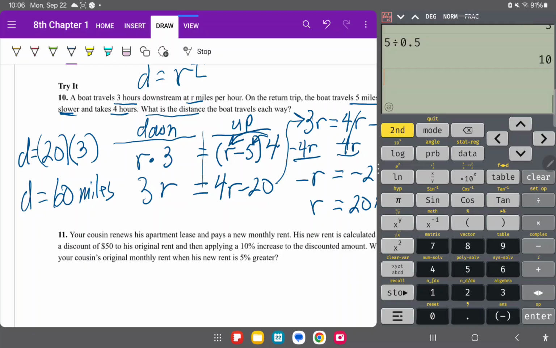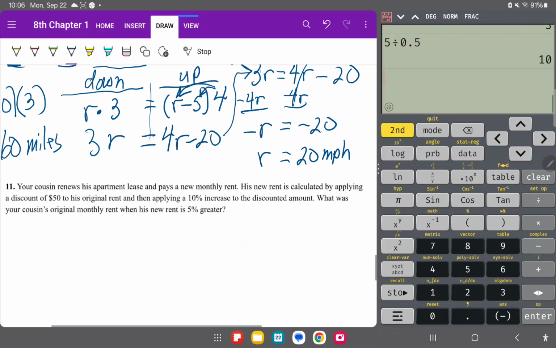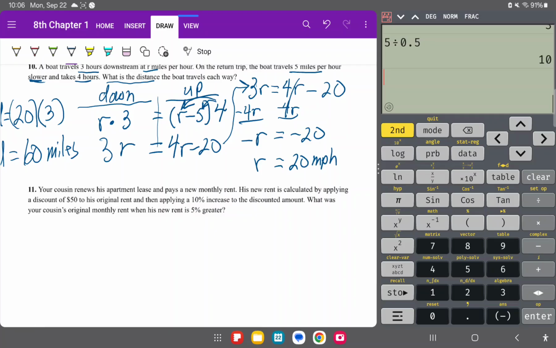Okay, let's look at this last one. Your cousin renews his apartment lease and pays a new monthly rent. His new rent is calculated by applying a discount of $50 to his original rent and then applying a 10% increase to the discounted amount. What was your cousin's original monthly rent when his new rent is 5% greater? We'll have to get to that question next time.